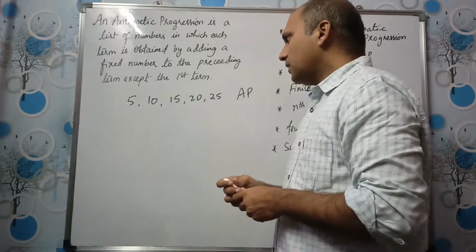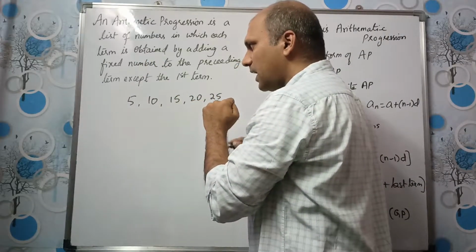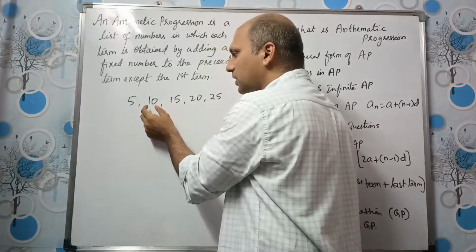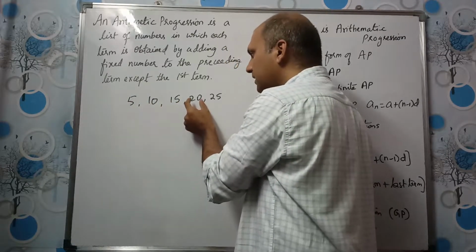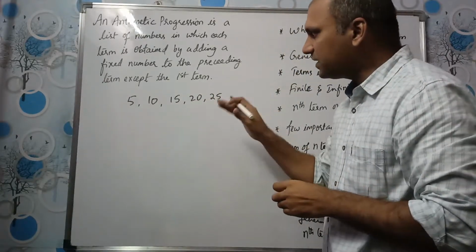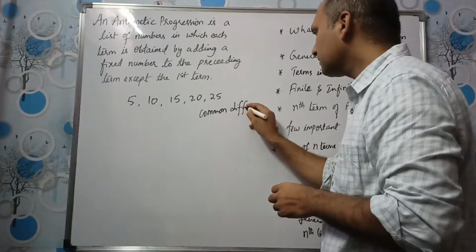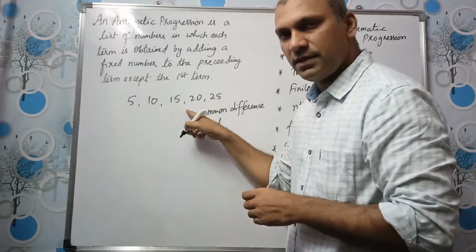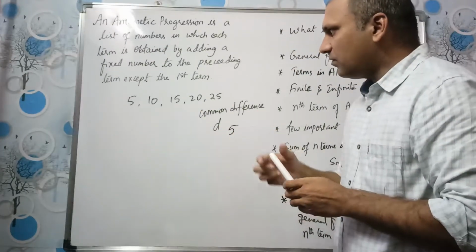Now, what is the fixed number here? 5. How should we find the fixed number? We can take any two terms from this list and subtract, say 10 minus 5, or 15 minus 10, 20 minus 15, 25 minus 20. We'll get that fixed number. That fixed number is called the common difference, denoted by D. And what is the common difference in this list? It is 5.